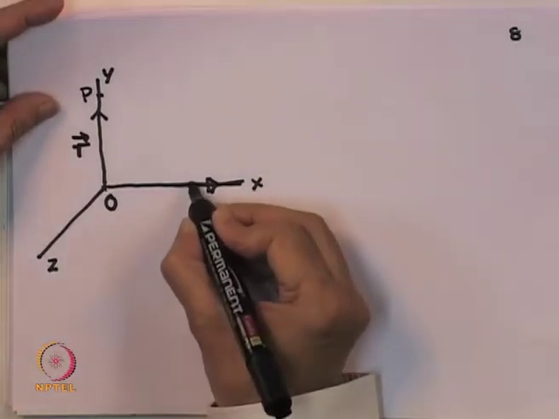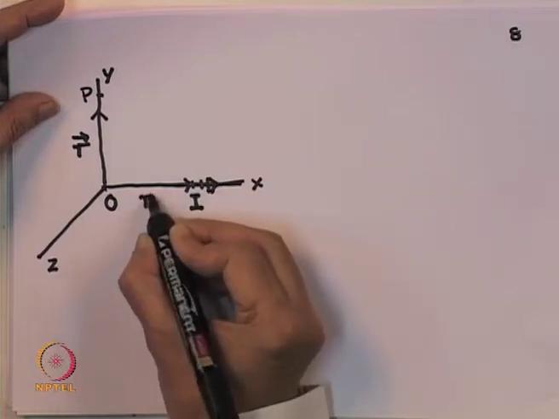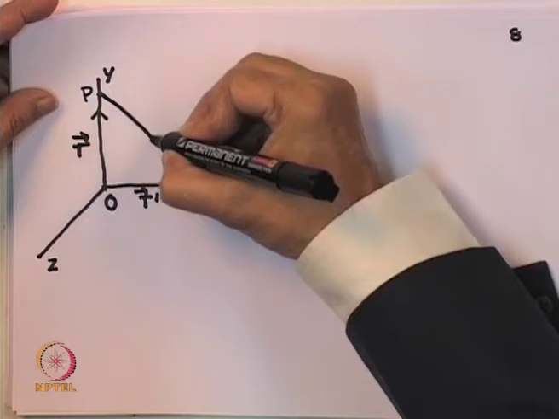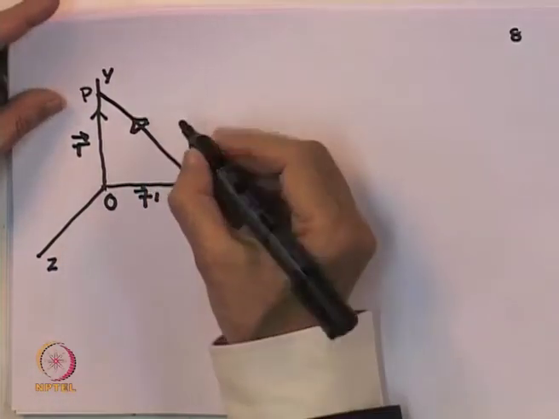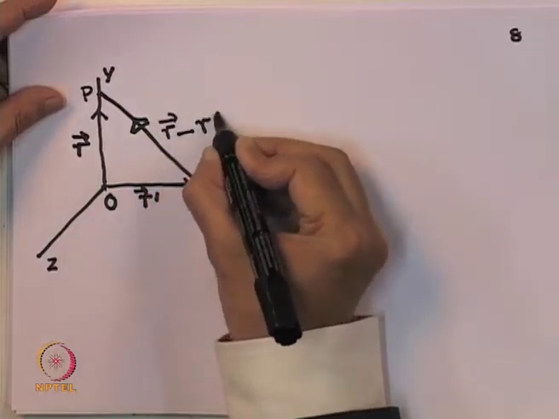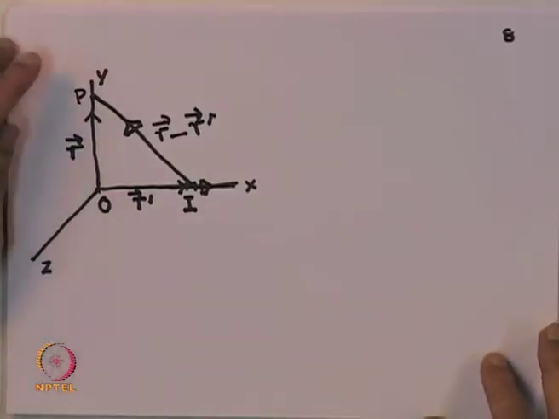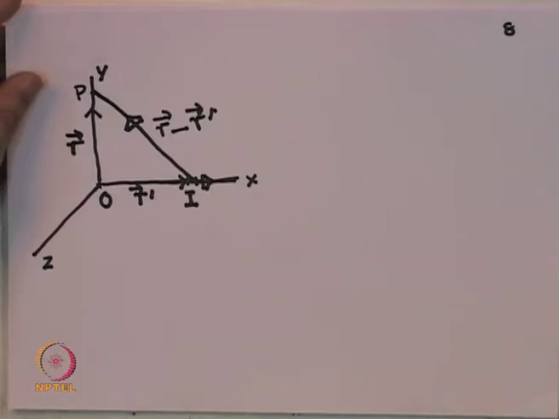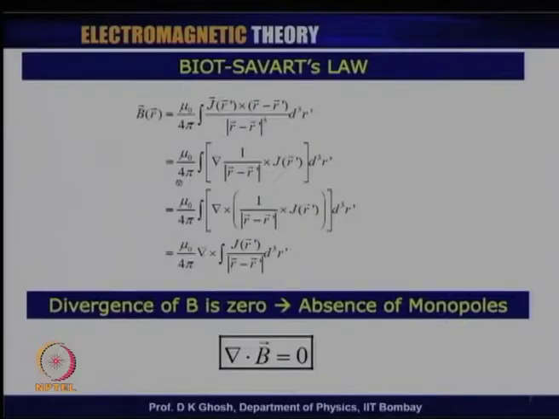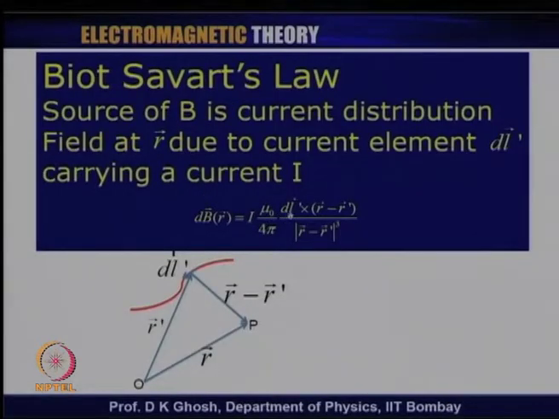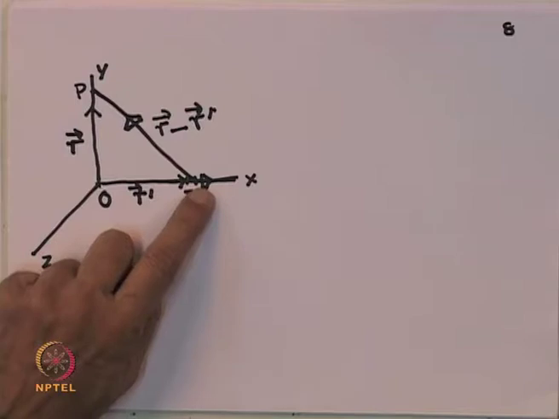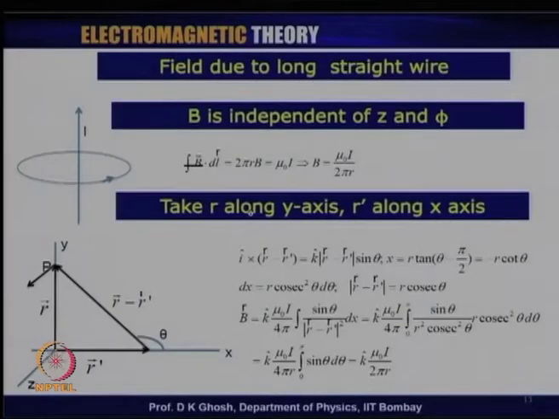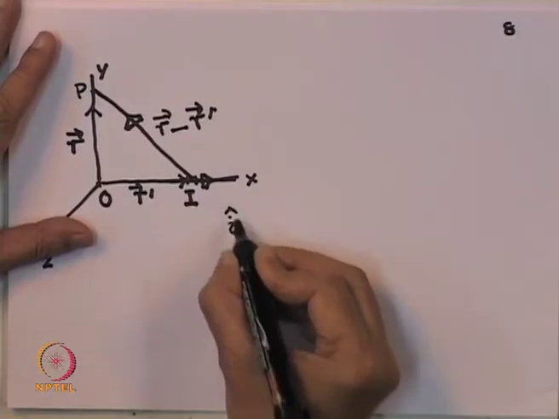If I take a current element at a vector position r prime, then this is my vector r minus r prime. Let us look at how it goes. If you recall the expression for Biot-Savart's law, let me go back a little bit. What I had was dl prime cross r minus r prime. In this case, my dl prime is in the x direction, so it is nothing but I times dx. So what I need is I dx cross r minus r prime.